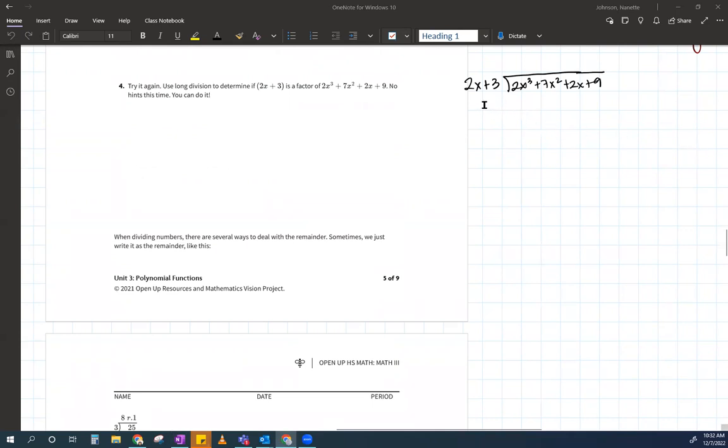So you guys all said x squared. So I'm going to put an x squared on the top here. And then what do I do? Very good. Now you're going to multiply. This is exactly the same thing as long division. So now I'm going to multiply. I'm going to distribute x squared to 2x and 3. So I'm multiplying this whole thing by this whole thing, and I'm going to put it down here.